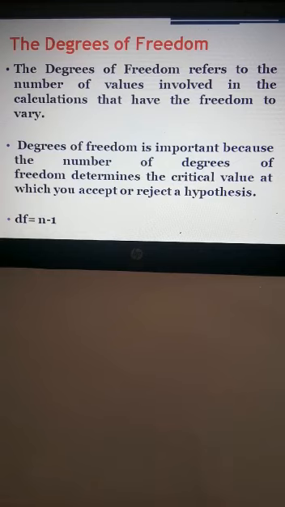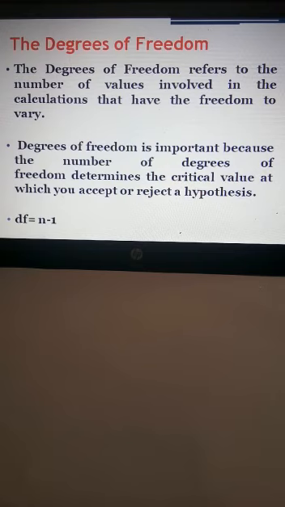So under the terminology, our next term is the degrees of freedom. Degrees of freedom refers to the number of values involved in the calculation that have the freedom to vary. So these are those values which are included in the calculation and that have the liberty to vary. It is very important to calculate the degrees of freedom because the number of degrees of freedom always helps to determine the critical value, meaning the p-value, at which you can accept or reject the hypothesis.